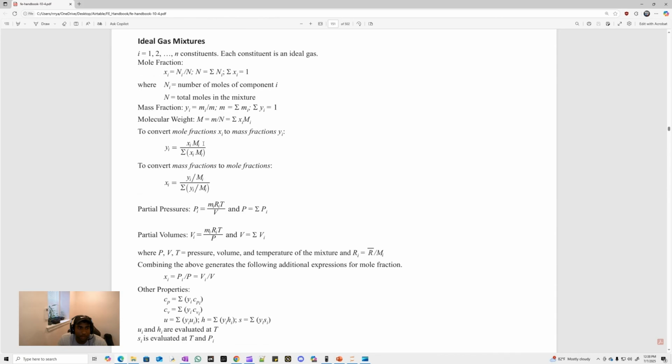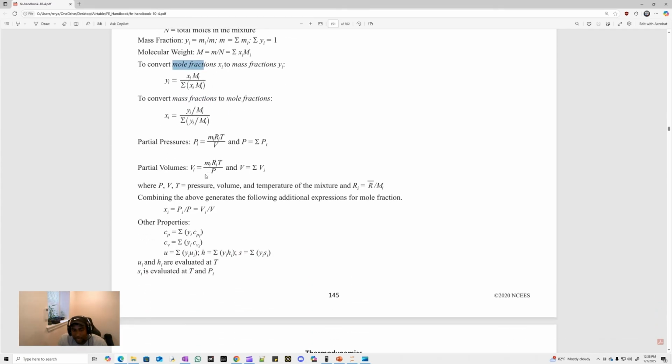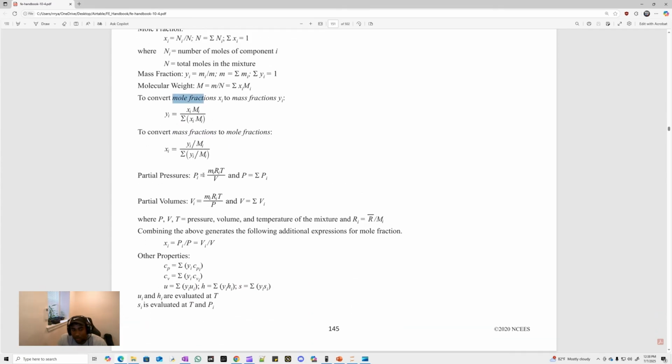Now for ideal gas mixtures, we know that mass fractions are used a lot, as well as mole fractions. And we reviewed the idea of Dalton's law and Amagat's law, which are these two lines right here. Summing the partial volumes, you get the total volume. Summing the partial pressures, you get the total pressure. And mass fractions are important to be able to find some of these mixture properties.